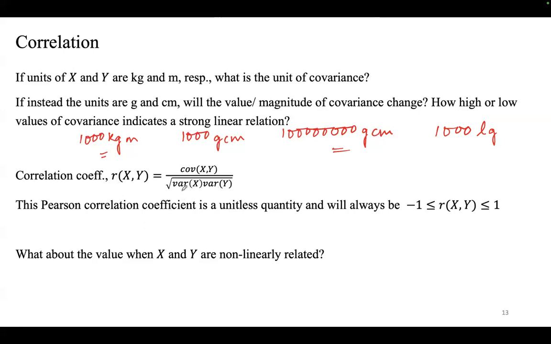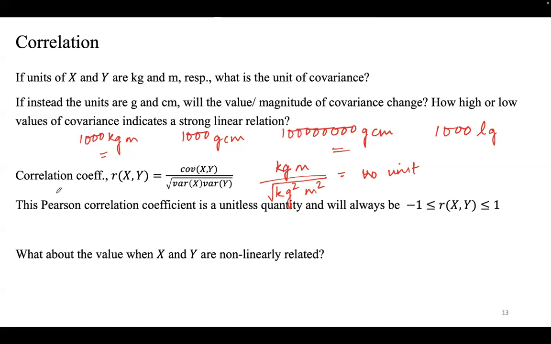So remember, variance of x would have the square of the units of x, right? Let's say for the first example, the units are kg and meters. Here it's kg square, meter square, and you take the root. So you get no unit. And also you'll see that this value, we'll call it small r, is going to be between 1 and -1. So that's called the correlation coefficient or just correlation value.